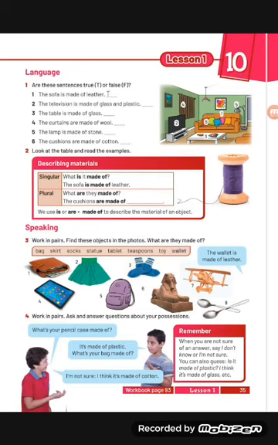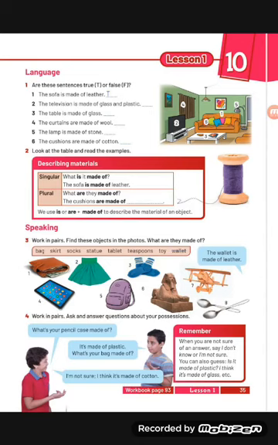Number 3, socks. What are these made of? These are usually made of cotton or wool. Yes, very good. Number 4, what do you see?